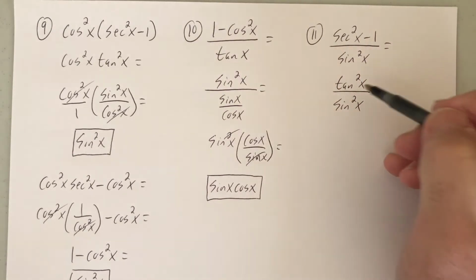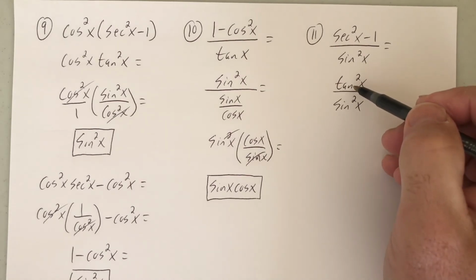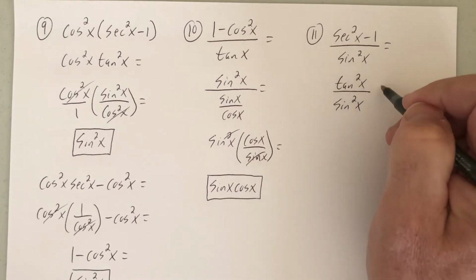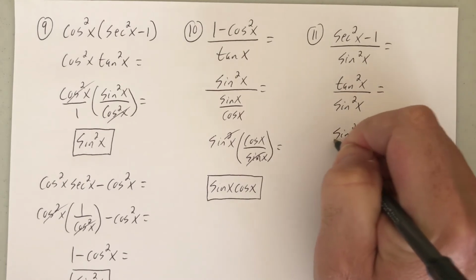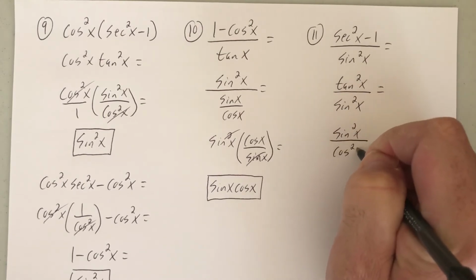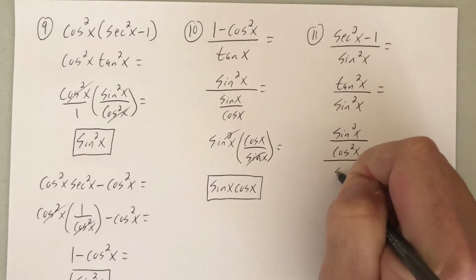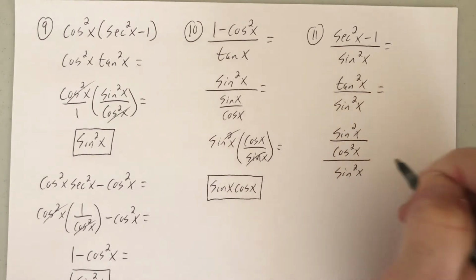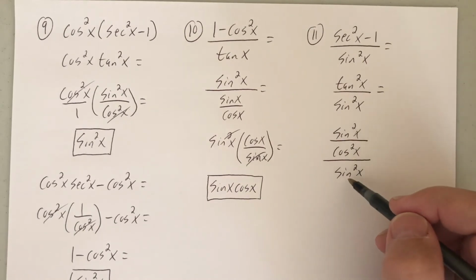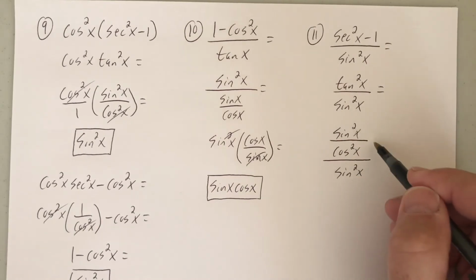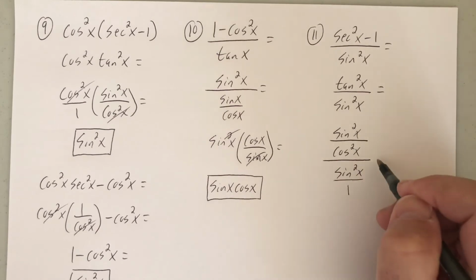Now what else can I do? Well, tan is equal to sine over cosine with your quotient identities. So tangent squared is equal to sine squared over cosine squared. So I'm going to do that. So I got sine squared x over cosine squared x divided by my sine squared x. So now, of course, we have this complex fraction, so I'm going to flip this and multiply, and if you want, put this over 1 to make it easier.